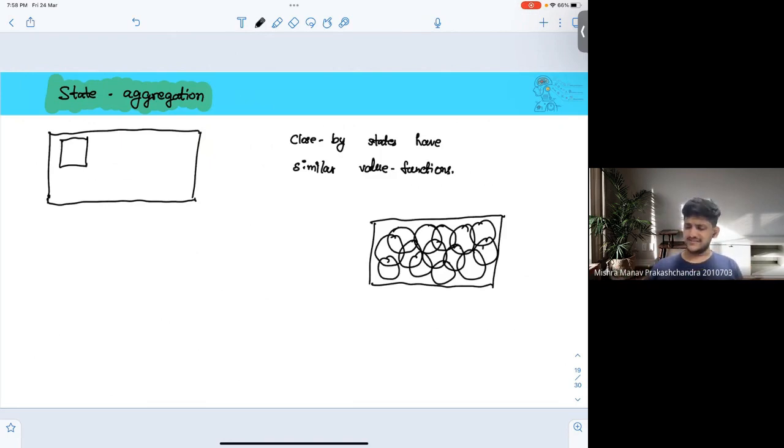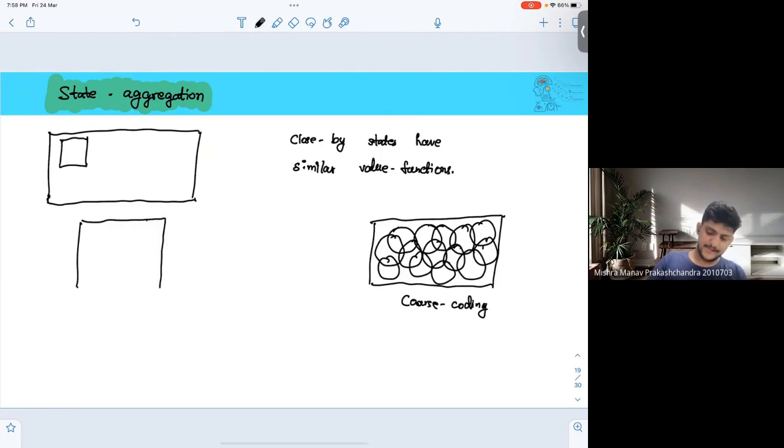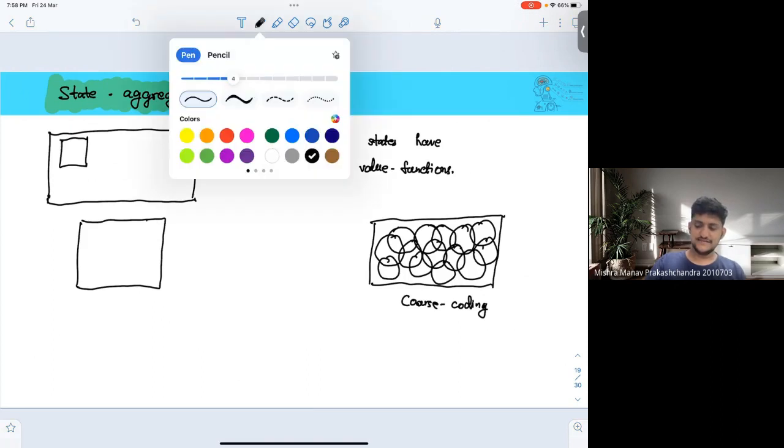So this thing is known as coarse coding. Another popular state aggregation method is known as tile coding. So it works as follows. Let's say I have a grid. So what I do is I start drawing tiles in this grid.